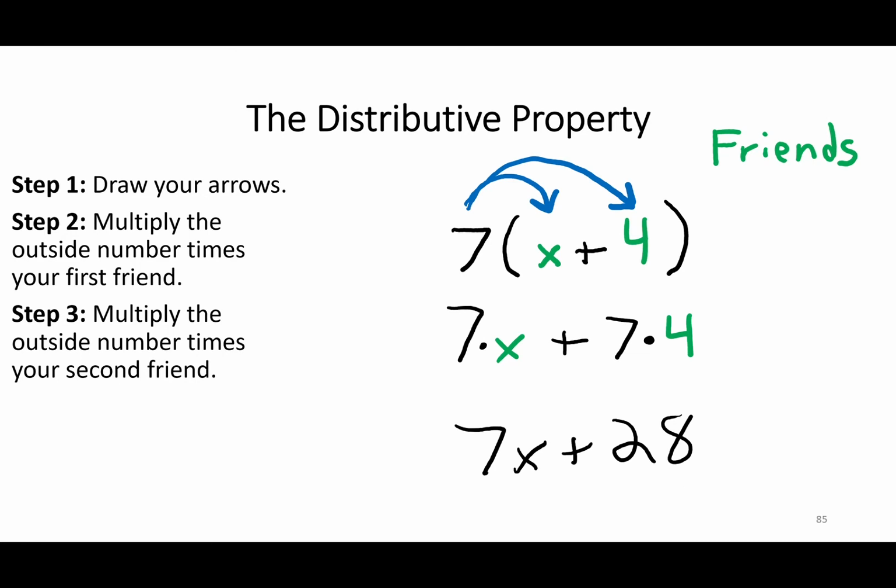You are done. You cannot add these together. This one has an x, this one doesn't. So you can't add this together. This is like a square, and this is like a circle. They're separate. You can't do anything. But that's all you have to do. You just distribute. You're giving out your cookies.